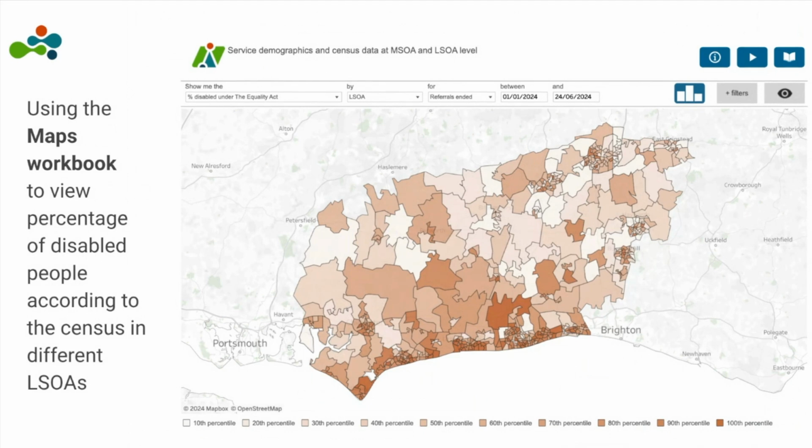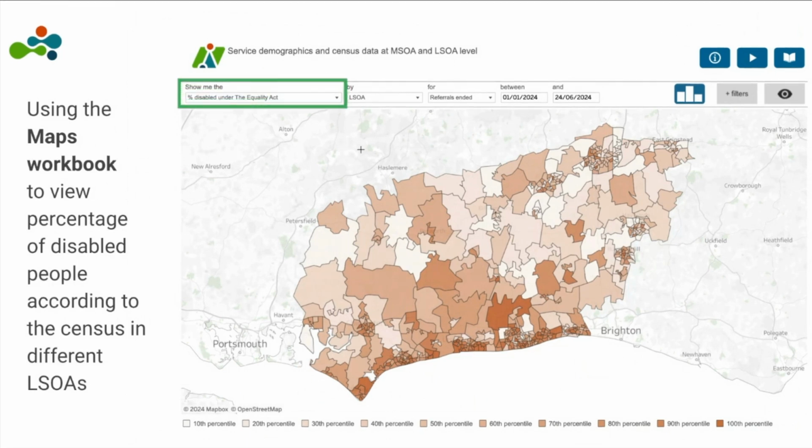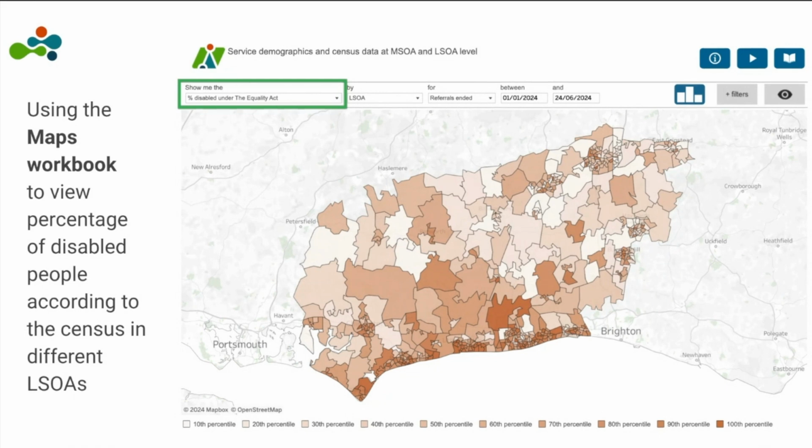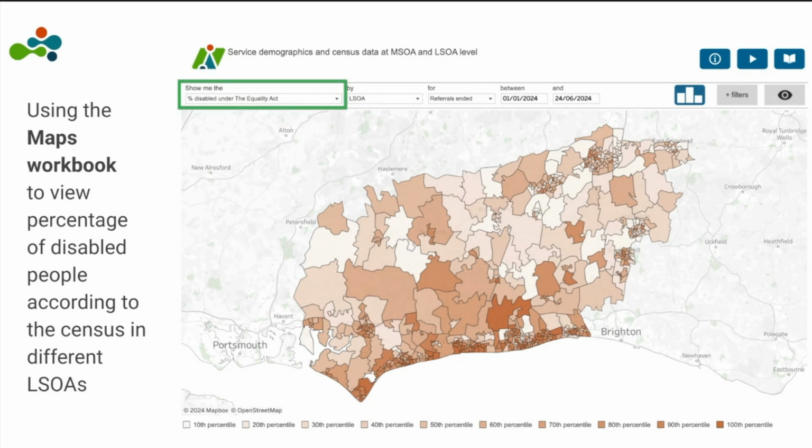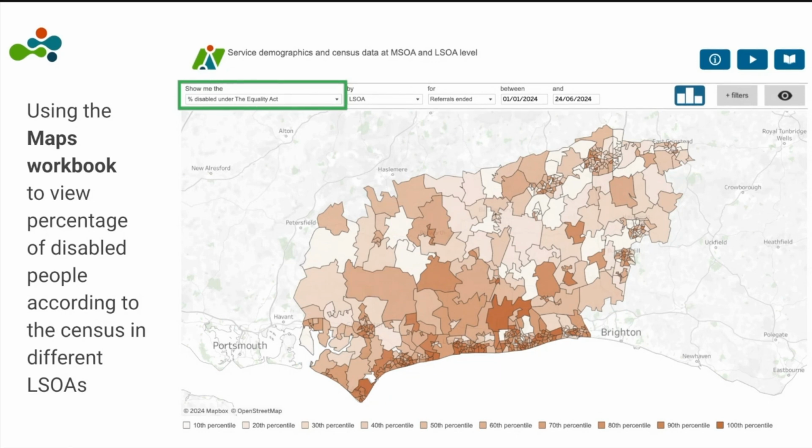So in this example, this is a map showing census data that's been pulled in from the 2021 census. This is the percent of the population who are disabled under the Equality Act. This allows you to look at that and instantly see that there's a far higher proportion of people living along the coast who are declared disabled under the Equality Act.